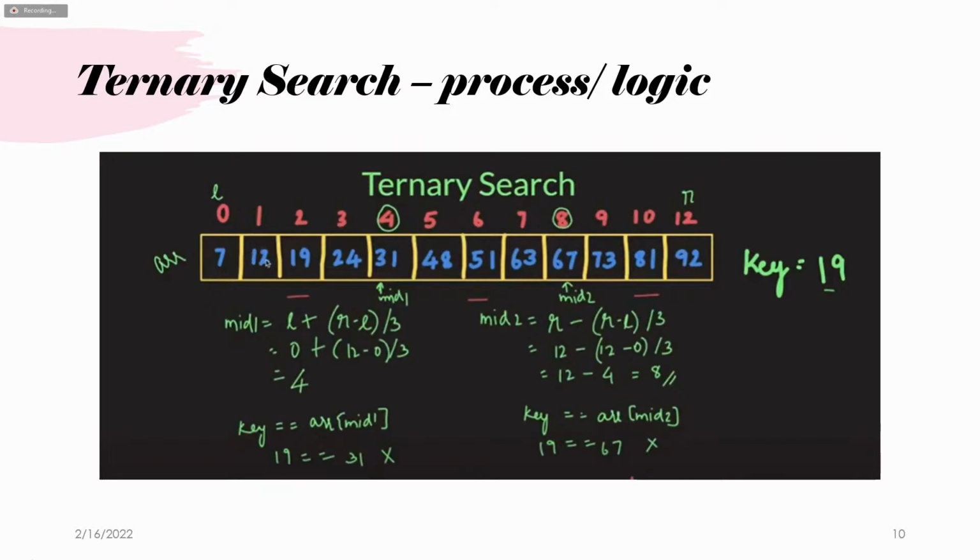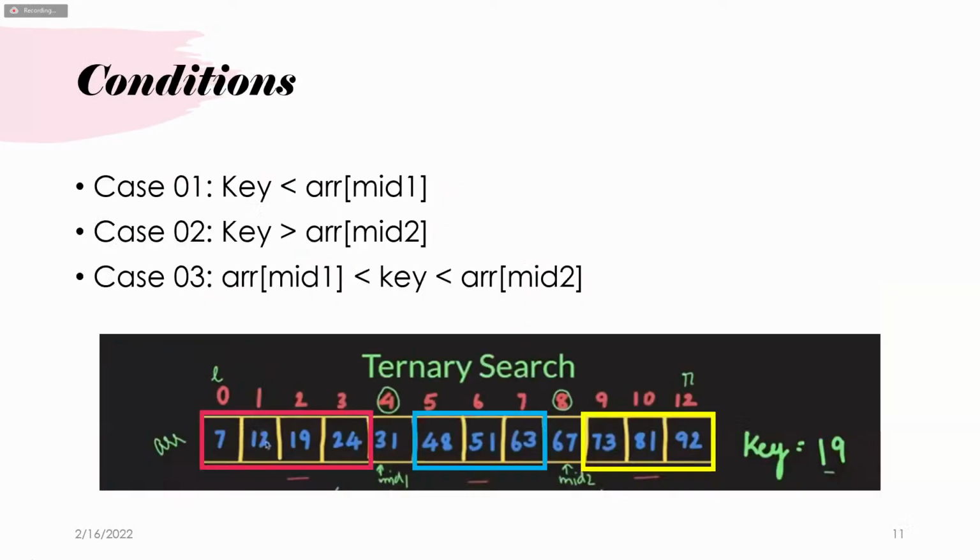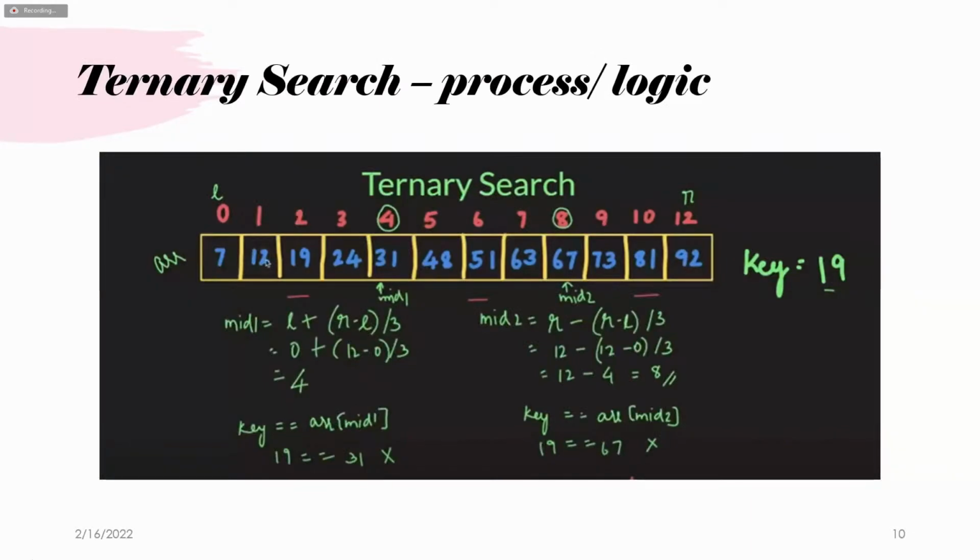So let's take this example and see how this is working. You basically have an array which contains some elements in sorted order. You compute mid 1 first, which is 4 in this case, and your mid 2 is going to be 8. Say that I have to find my target value, which is 19, and return the index that contains 19. First, I will check if my key value or the target value is equal to the value present in mid 1, and then I will also check if it is equal to the value present in mid 2. Here in this case, 19 is not equal to 31 and it is not equal to 67 as well.